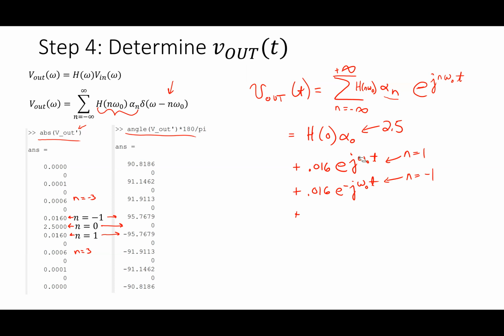What did I leave out though? I left something out of these n equals 1 and n equals negative 1 terms. 0.016 was the magnitude, but I also wrote the angle here. So to keep it simple, this is 0.016 with an angle of negative 95.77 degrees times e to the j omega naught t. And this one is 0.016 times angle 95.77 degrees. Like that. And then I can keep going for the third harmonic.